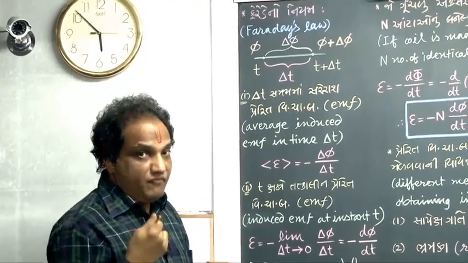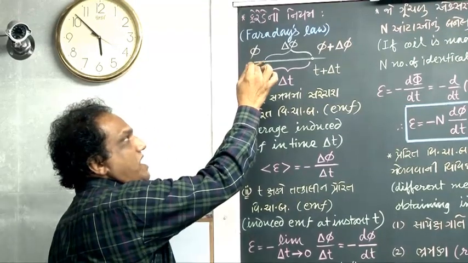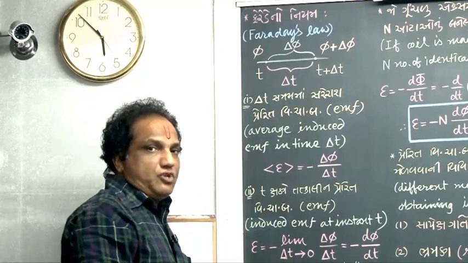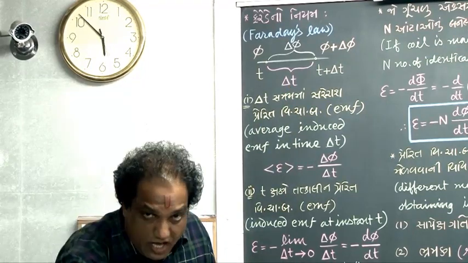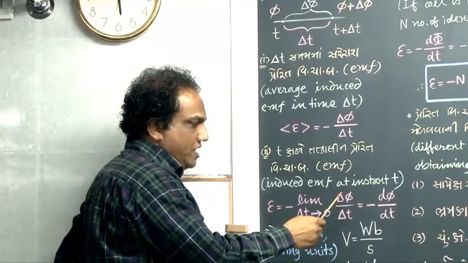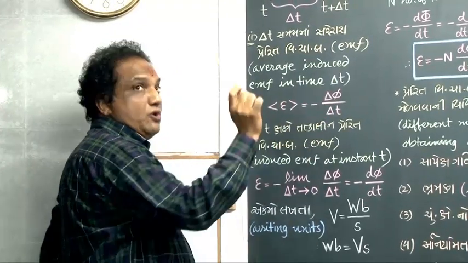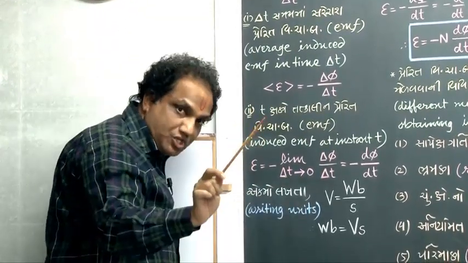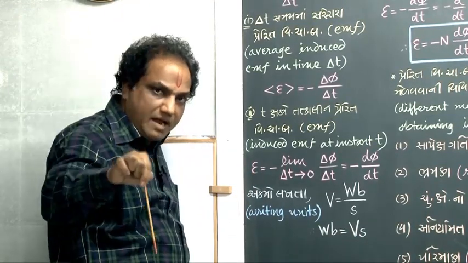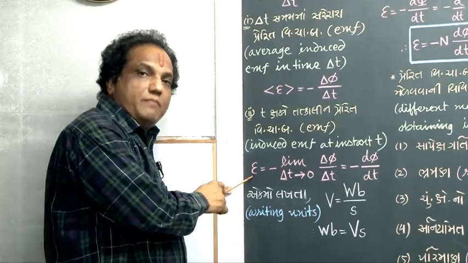But now if we want instantaneous induced EMF exactly at time t, then what we should do? We should reduce this time interval delta t. We should make it gradually smaller and smaller. So mathematically we can write limit delta t tends to 0, delta phi by delta t. Remember, when in this ratio you take this time interval tending to 0, then we are going to get value of EMF exactly at time t, which is called instantaneous EMF. Let it be shown by symbol capital E.